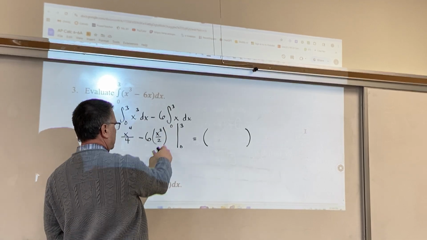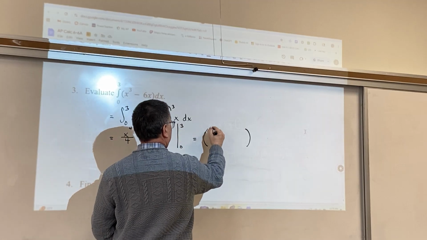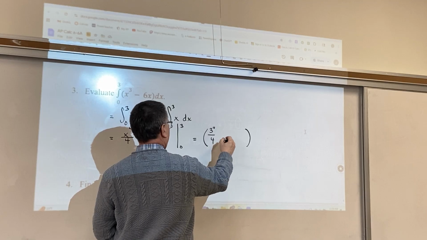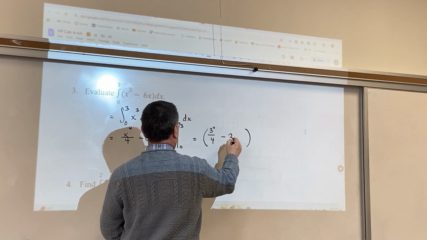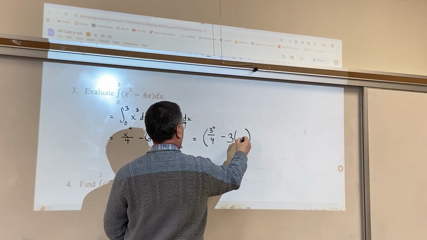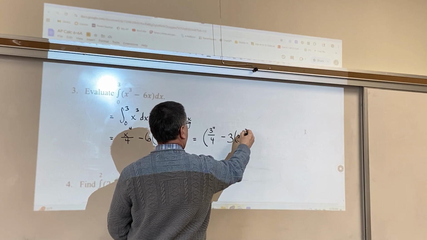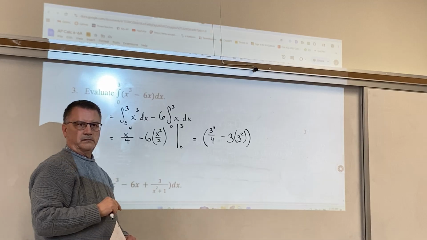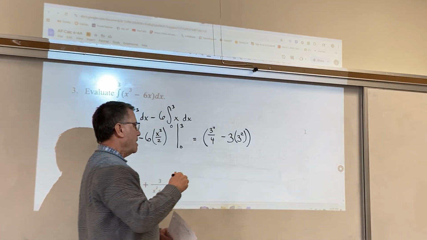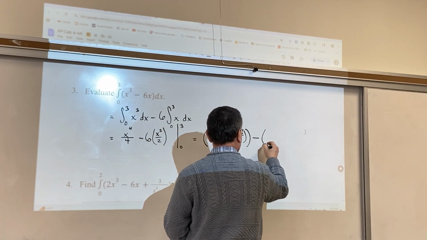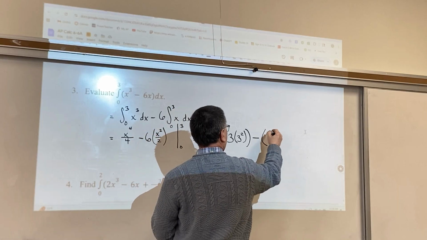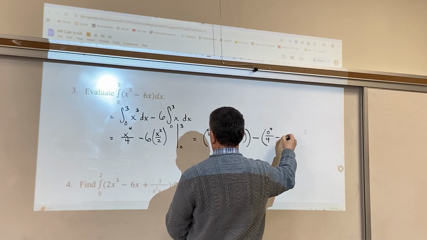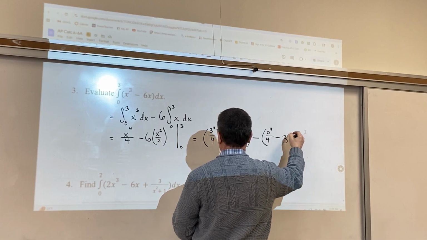This antiderivative with the upper bound plugged in: 3 to the 4th power over 4, minus 3 times 3 squared. Okay, that's the upper bound plugged in. Minus, let's plug in the lower bound: 0 to the 4th over 4, minus 3 times 0 squared.